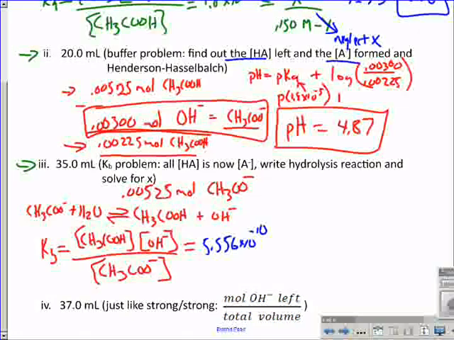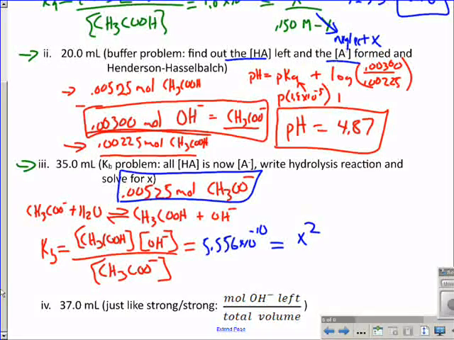And that's going to equal x squared over this, back as a concentration. Now, I've got to be careful here. That's how many moles I've got, and to get that to a concentration, I need to divide it by my total liters. I just added 35 milliliters of my base, and remember, at the beginning I had 35 milliliters of my acid. So I need to divide by 70 milliliters as liters, so 0.070 liters. That will give me my concentration, which goes on the bottom here.